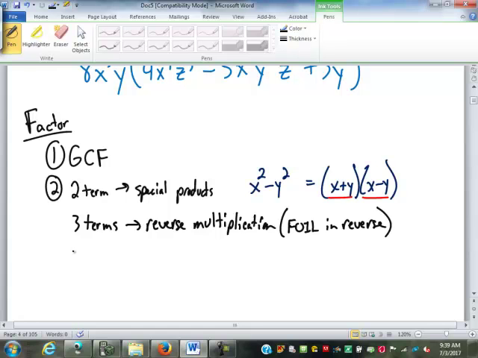We're going to look at that a lot more in just a second. If it has 4 terms or 4 digits, we would do grouping. Grouping is not something we'll get to in this course, but it involves a combination of the greatest common factor method and then doing the same thing again.